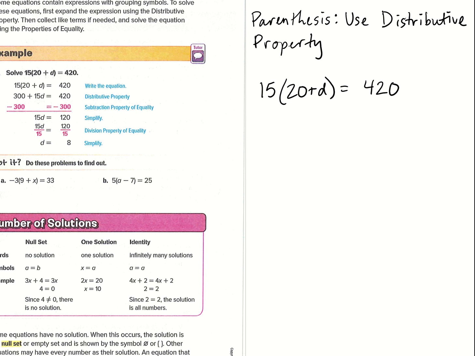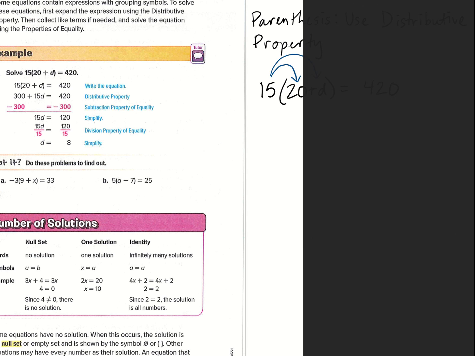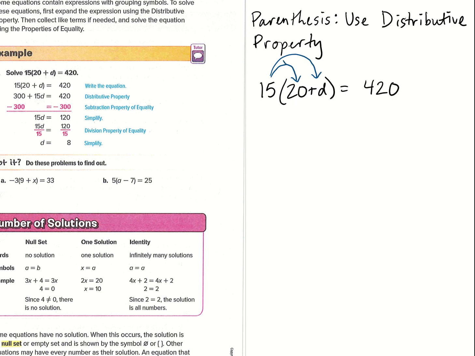For this example, we've got 15 times the quantity 20 plus d equals 420. The first thing we're going to do is the distributive property. We're going to distribute that 15 onto both things in the parentheses. Now remember, you multiply. So the first one, 15 times 20, gives us 300. And the second part, 15 times d, gives us positive 15d.